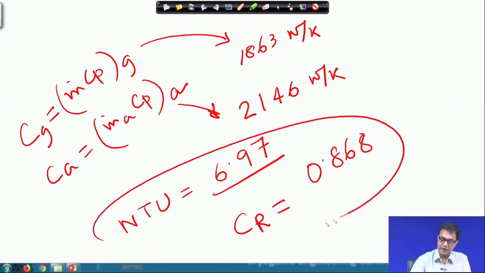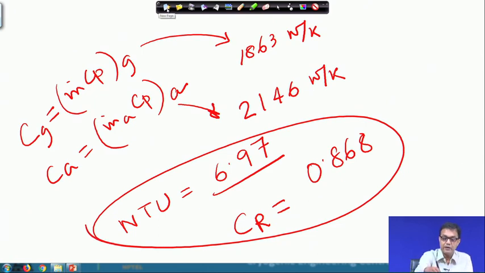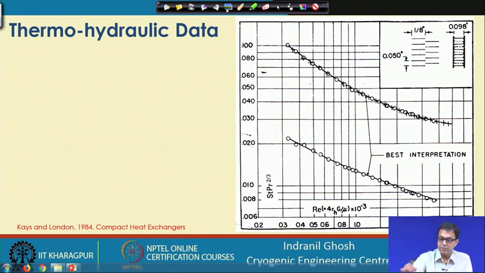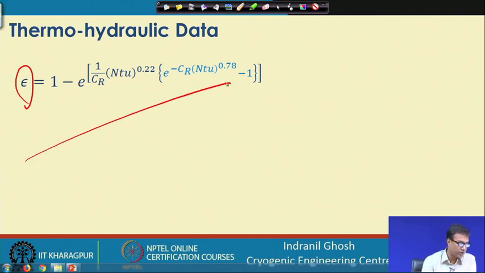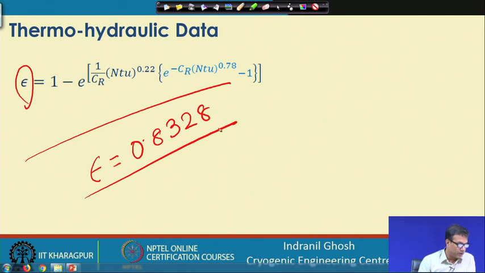So, we have now these values for the NTU and C r, and based on this relation we would be able to calculate the epsilon, and we know this relation for the cross flow heat exchanger. From this correlation, if we estimate, this epsilon will come out to be 0.8328. And since we know this epsilon value, we can now calculate the exit temperatures, and also we can calculate the overall heat transfer.